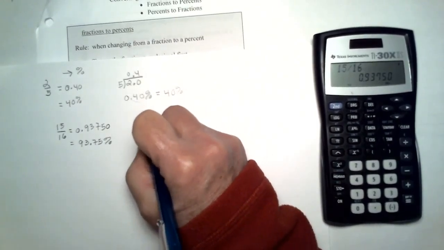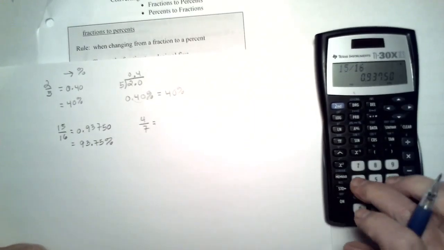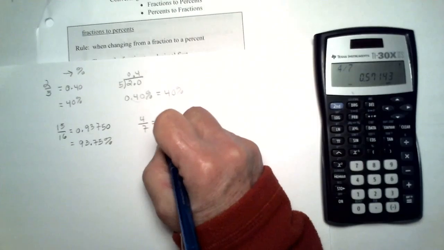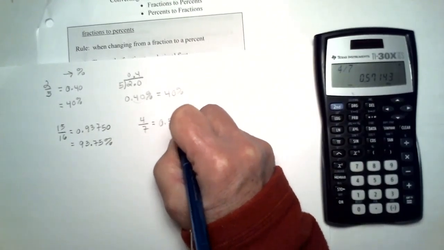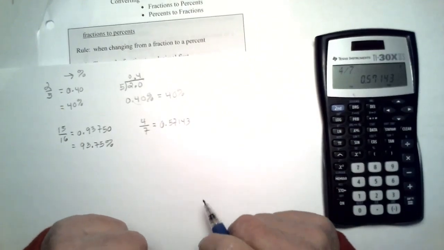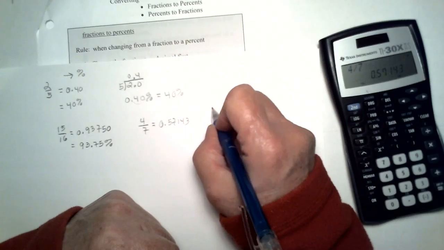Okay, let's take a look at one more. Let's say I had the fraction 4/7. So it's 4 divided by 7, and I get 0.57143. If you were doing this by hand, you would see that it does not end, and I want to do that by hand so that you can see it.